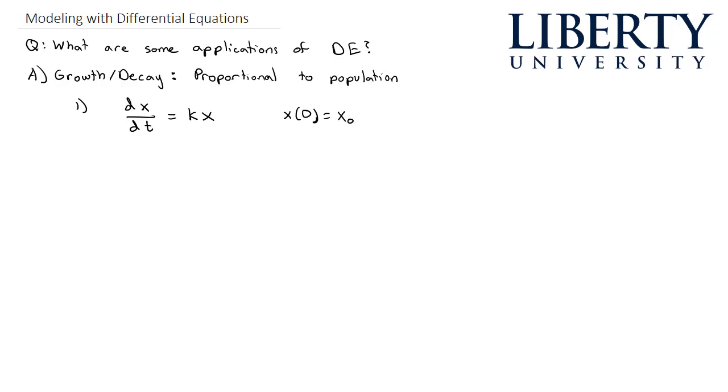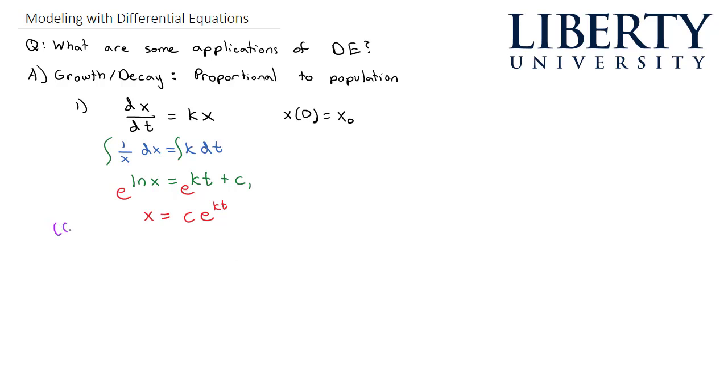Well, this simple differential equation is actually a separable differential equation. We can divide both sides by x and multiply both sides by dt to get an equation that we can integrate both sides of in order to solve. This gives us the natural log of x is equal to kt plus some constant I'll call c1. We can exponentiate each side, taking e to that power, and it'll leave us with x is equal to e to the kt times e to the c, which is just another constant.